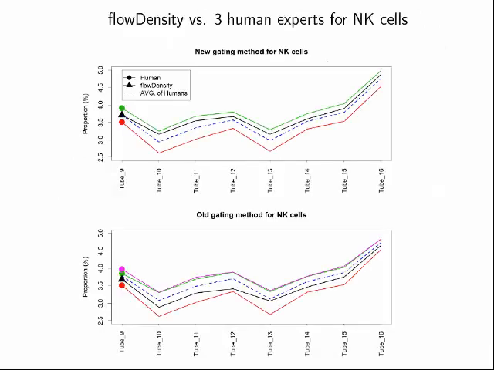So the question is, they had some humans gate their data, and flowDensity gated the data. We are within the variation that they see by hand. And not only that, when they looked at what that one human was doing, it's kind of off what the other human is doing based on our analysis, and then they were able to look at how we automated that process and said, actually, I was kind of doing it wrong.